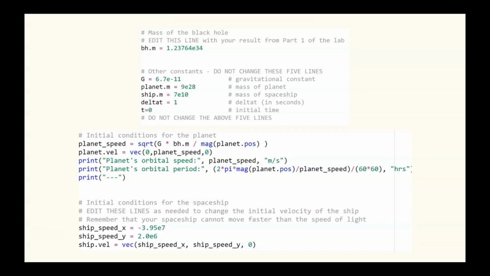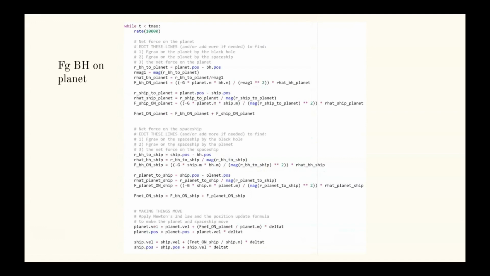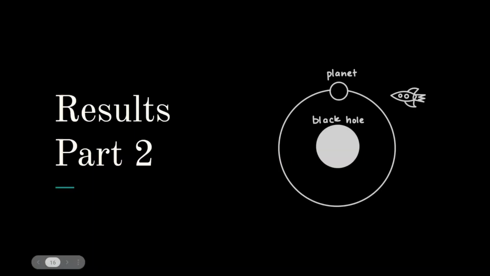For the code for part 2, we have the mass of the black hole in constants, the planet's initial velocity, and then the ship's initial velocity, which is calculated using trial and error. And then we can calculate the gravitational force of the surroundings on the planet, and then when the ship is the system. And then we would solve for the net force using these four forces, and then do position iteration.